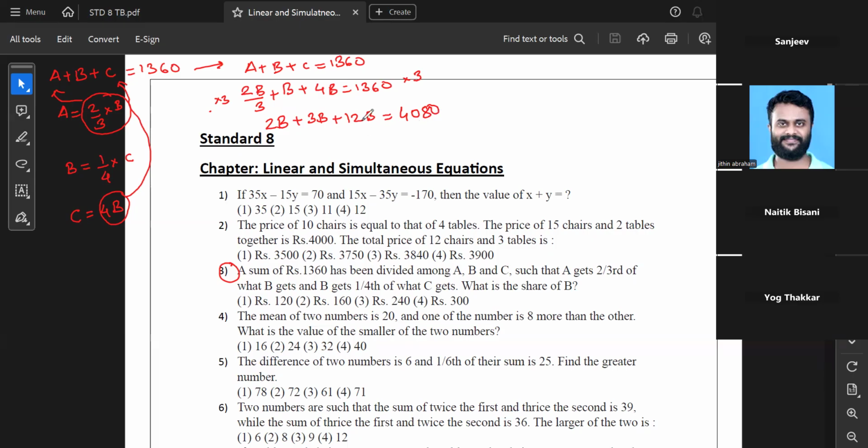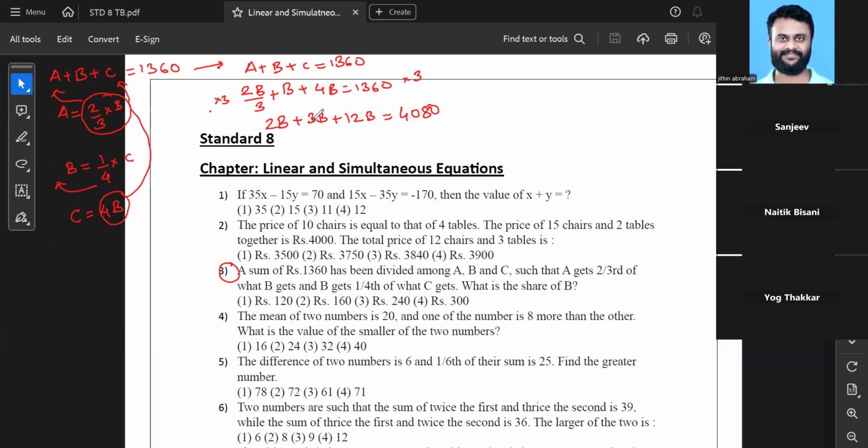Sanjeev, tell me what's your doubt? So can you tell how we got C is equal to 4B? Sure. I took this 4 to the other side. It became 4 multiplied by B, and on the other side, I have only C. Okay? Okay, sir. Thank you.